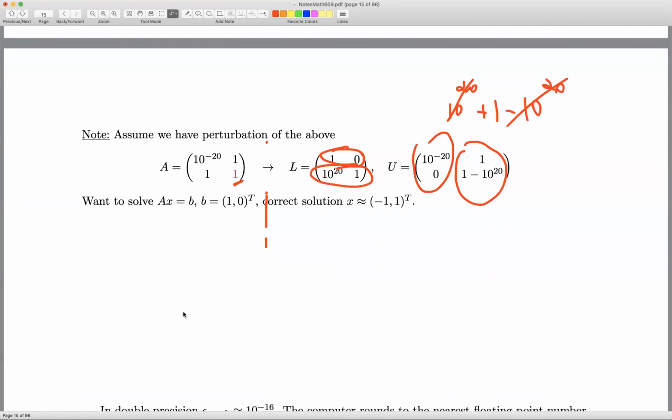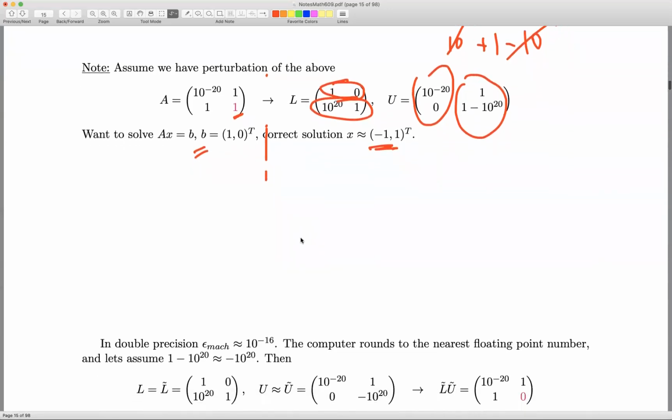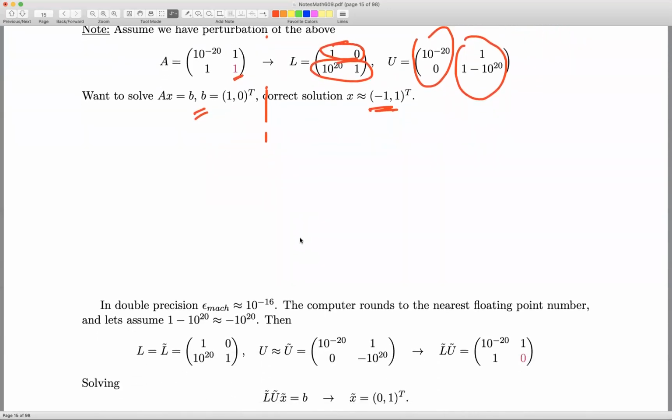And let's say we would like to solve the system AX equals B, where the right-hand side is the vector (1, 0). One can check, since this is a 2 by 2 case, that the solution is approximately (-1, 1). Even though it is a 2 by 2 matrix, it is very illustrative as to what happens when we do computation with a computer.